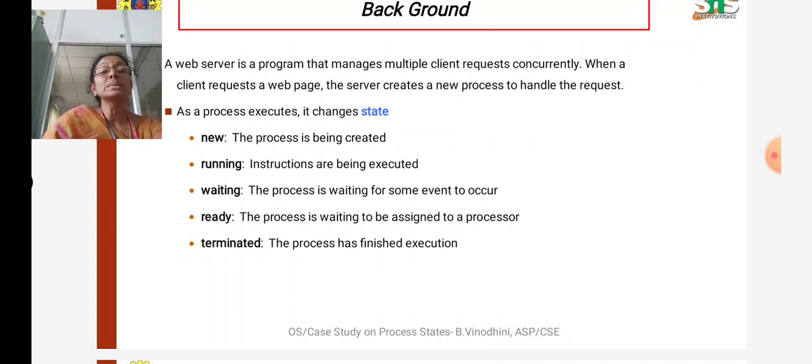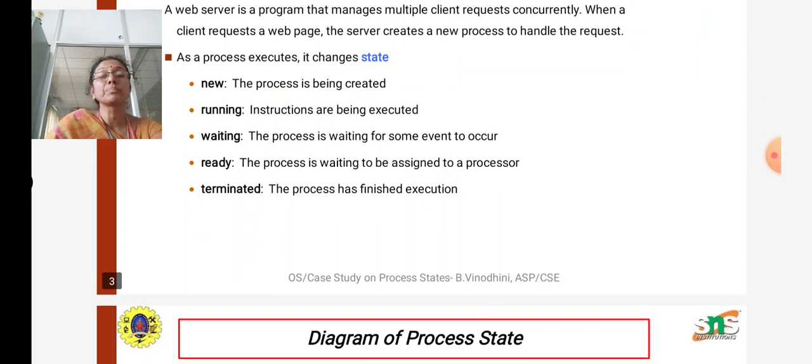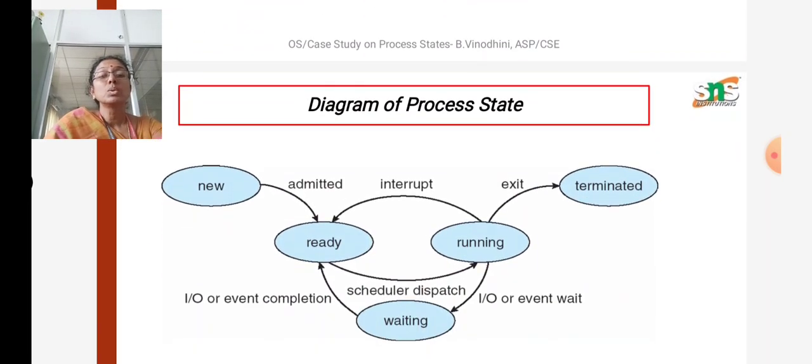Next, the fourth one is terminated. Once there is no interrupt, the running process goes directly to the terminated state. That is, the process has finished its execution. In between, if you have any interrupt in a process, it goes to the waiting state. In the waiting state, the process is waiting for some event to occur. The event may be an interrupt or an IO device request.